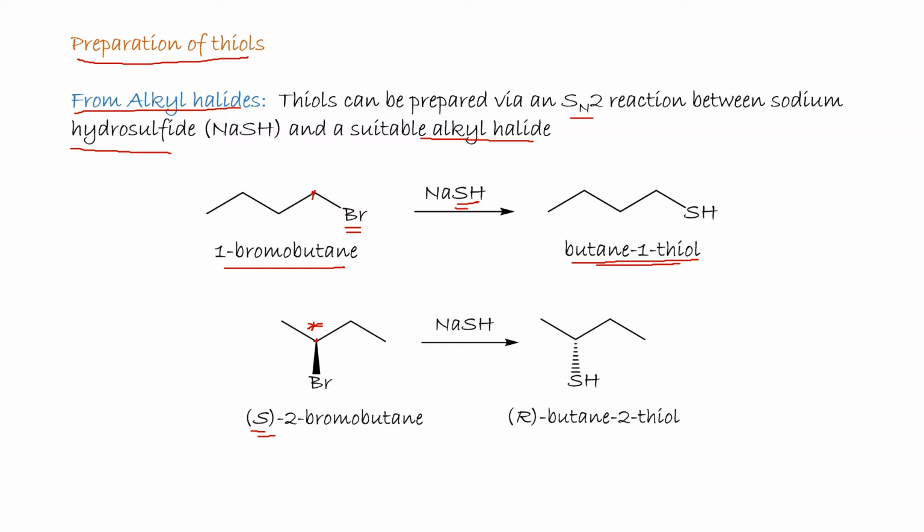Here we have a chiral molecule, chiral center, S-2-bromobutane. This is a good nucleophile. We mentioned it is an SN2 mechanism, right? Then we are expecting it to come from the back side with inversion in configuration, yes, and we got R-butane-2-thiol as a product.